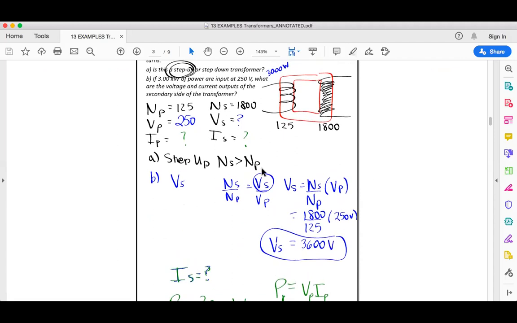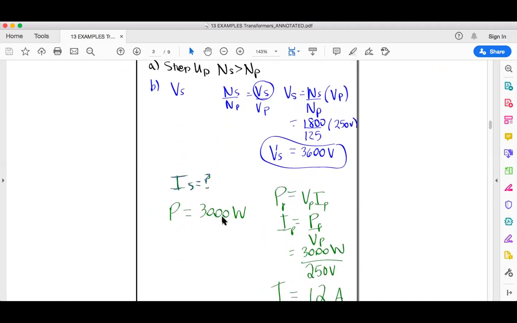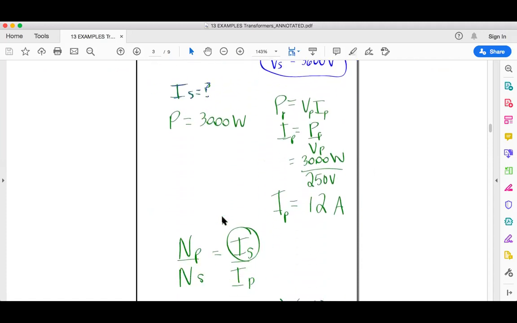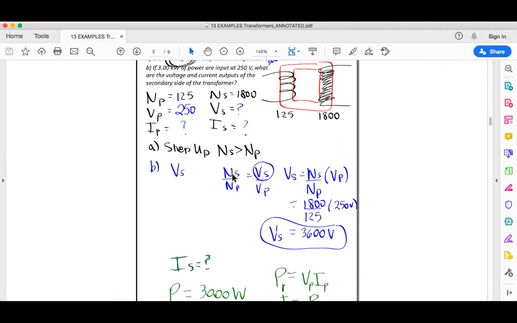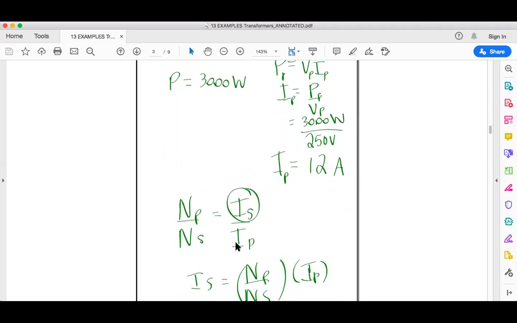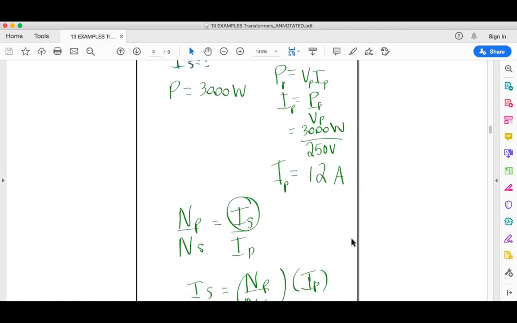But it also asks what is the current output. So one way is just to solve it using that current ratio. So you would do NS over NP equals IP over IS, and that's the perfect way to solve for it. Here's another option, just in case you want to learn as many different ways to solve these problems as possible for moving on. Power is voltage times current, and we have the power and the voltage on the primary side, so we can calculate that it's 12 amps.